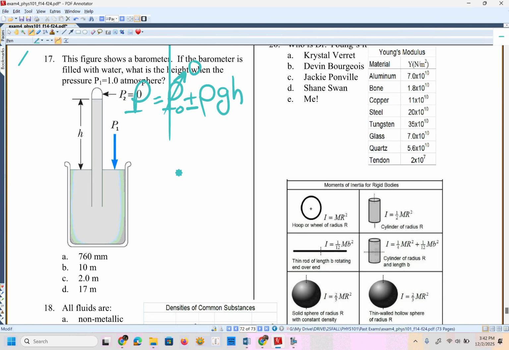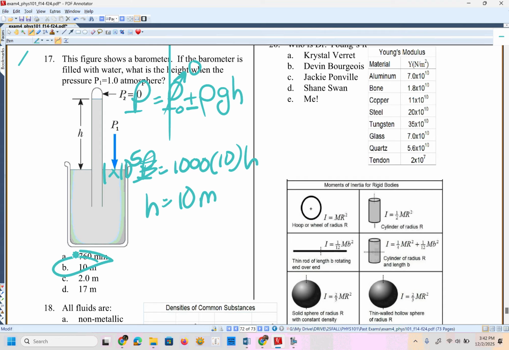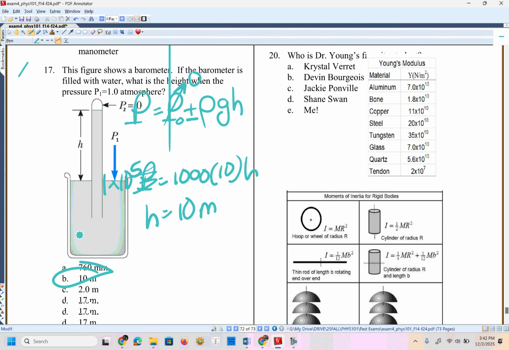P is equal to 1,000 times 10 times h. Here, P is 1 times 10 to the 5th, and I solve that for h, and I get h is equal to 10 meters. So B is the right answer. Have a problem like that? In fact, you have a problem like all of these. I don't know if you had to calculate h. I think you might have had to calculate P. All right. What else? Yep.